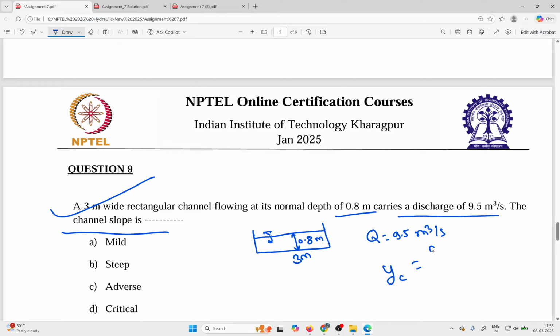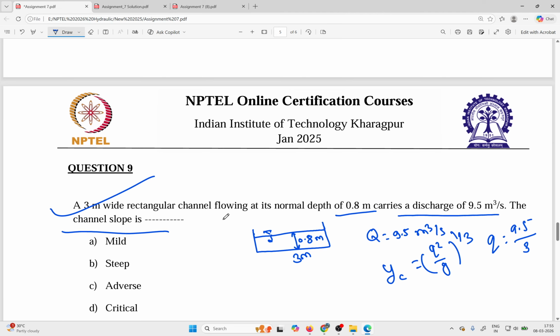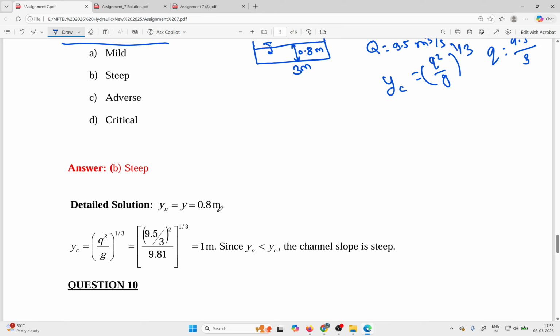So this is nothing but (q squared by g) to the power 1 by 3. What is q? 9.5 divided by your width, 3. Whatever we get, now here you can get your yc. Now your flow depth, the normal depth, is given as 0.8. Now what will you do? Let me show you. After the calculation you will get yc equal to 1.